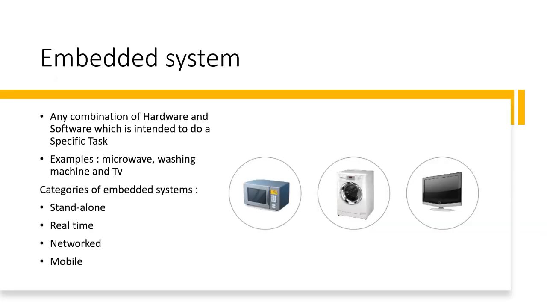An embedded system is any combination of hardware and software which is intended to do a specific task. Examples of embedded systems are microwave, TV, and washing machines. There are four types of embedded system. First, standalone, which are independent systems which can work by themselves. They don't depend on a host system, for example, MP3 player.